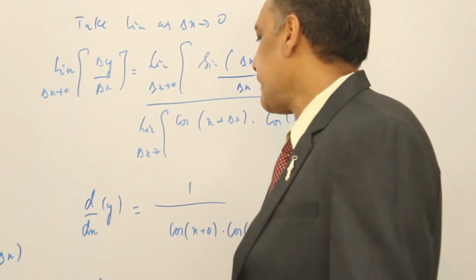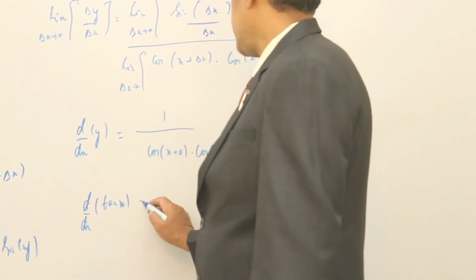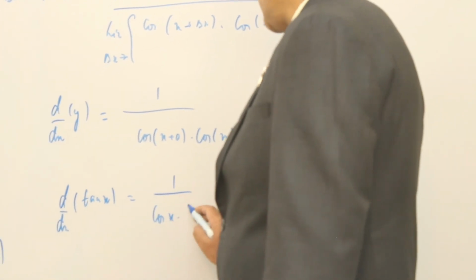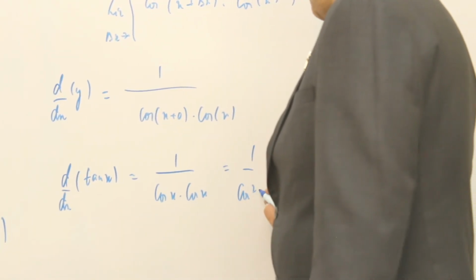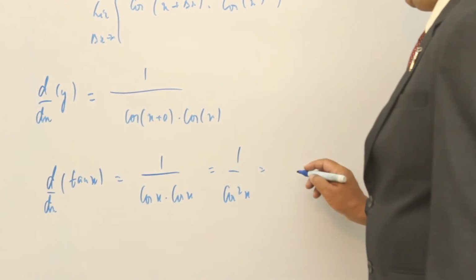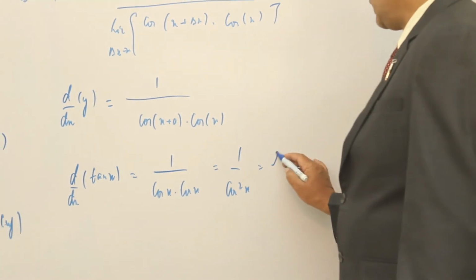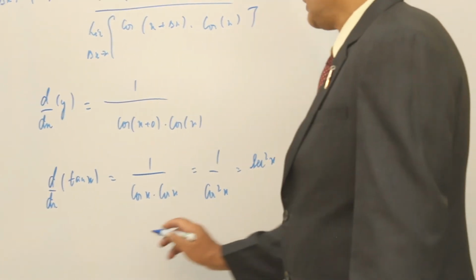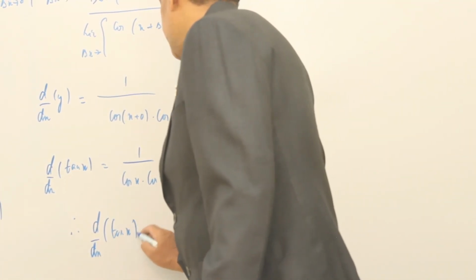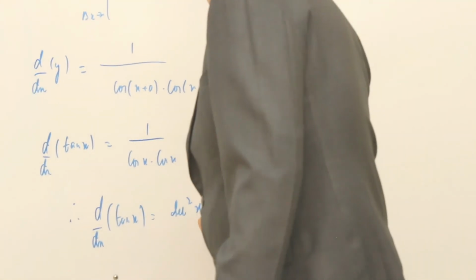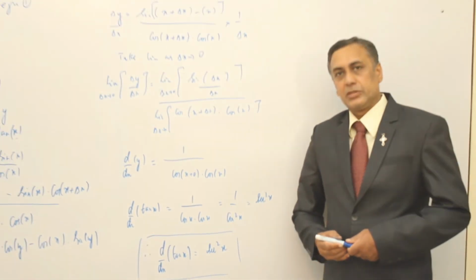When you take this, you get d by dx of tan x equal to 1 by cos x into cos x. That is nothing but 1 by cos square x. 1 by cos x is nothing but secant x, so 1 by cos square x will be equal to secant square x. So therefore you get d by dx of tan x equal to secant square x. That is the derivative of tan x. Thank you very much.